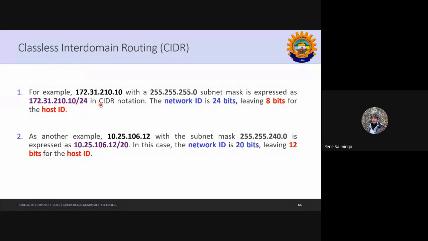So it means that when you have 24, you have 255, so this is 8 bits, 8 bits, and 8 bits. Adding this up, we will have a /24 CIDR, and these are the number of bits in the subnet mask, leaving 8 bits for your host ID. So 0, this is your host ID in a Class C. So 8 bits is 0 for this subnet mask.